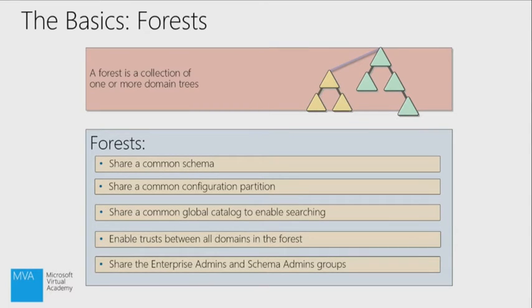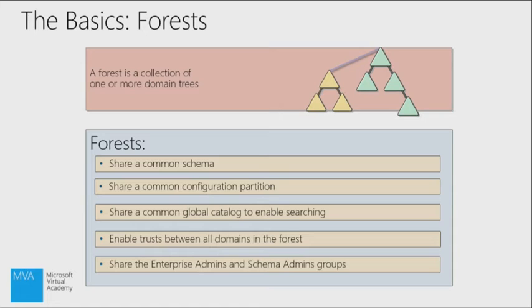We expand further. We've got a domain in a tree. We've got the tree in a forest, potentially of multiple trees. A forest is a collection of one or more domain trees. Forests share a common schema, so the definition of our objects and their attributes are going to be the same across an entire forest. They share a common configuration partition and a common global catalog to enable searching.